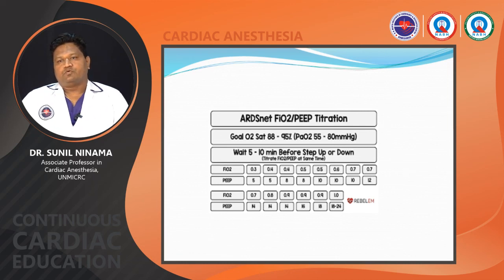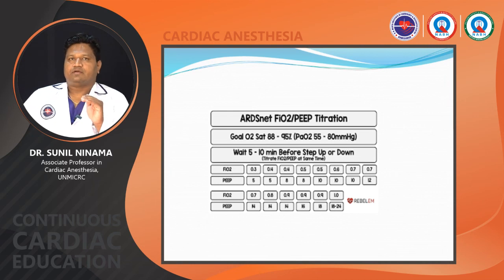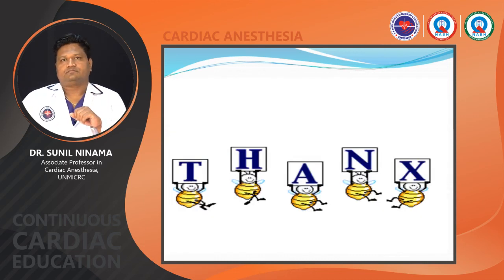When you increase the FiO2, initially 100%, if the patient's oxygenation is not improved, then you have to increase the PEEP. According to this ratio, if the patient's FiO2 requirement is 50%, then your PEEP is at least 10, and if the patient's FiO2 requirement is 100%, then your PEEP should be at least 18. Thanks.